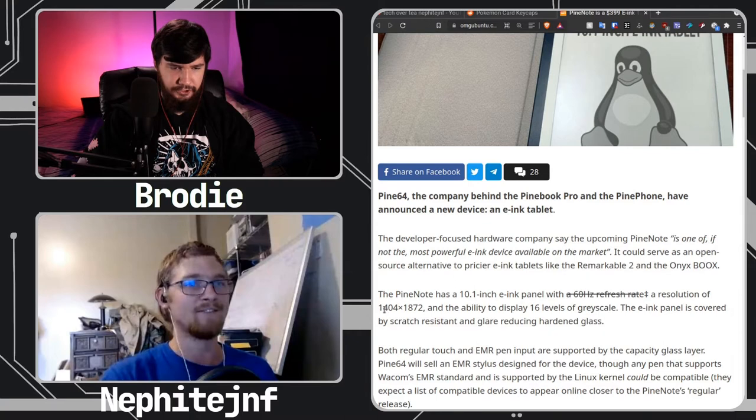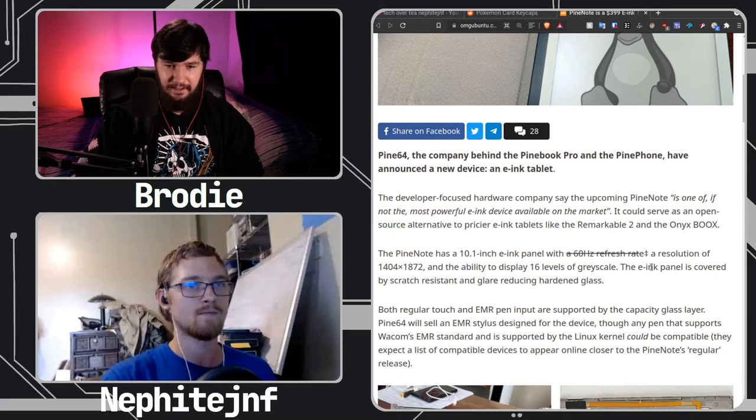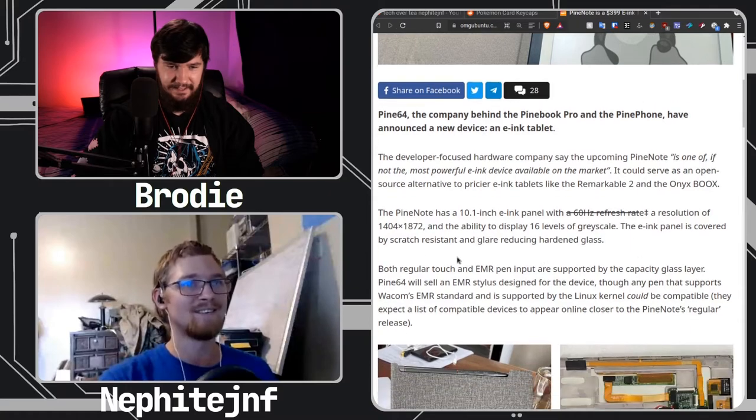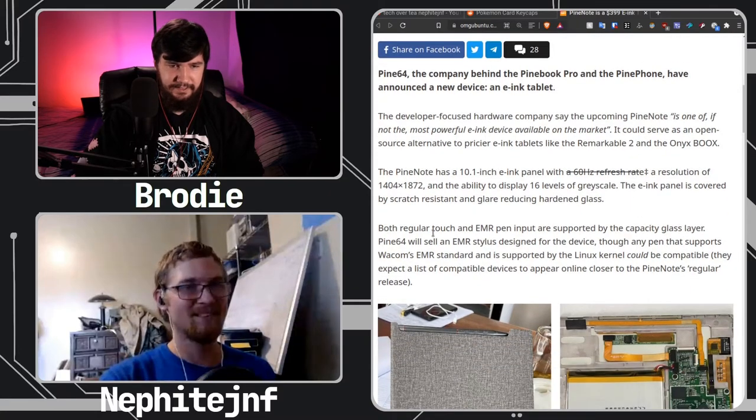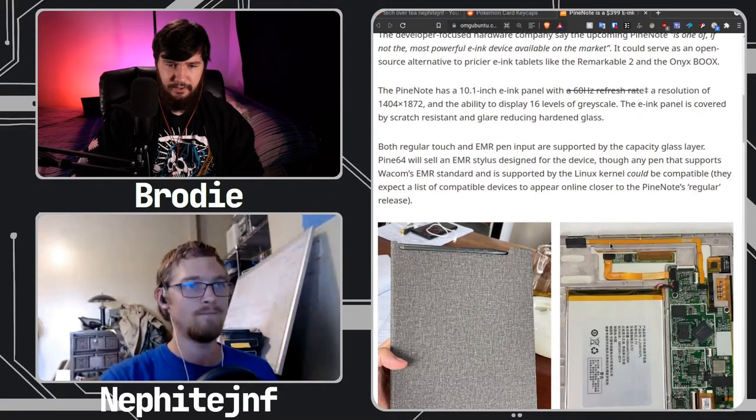A resolution of 1404 by 1872. Sure, okay. It's e-ink. It is e-ink, yes it is. Both regular touch and EMR pen input, okay.